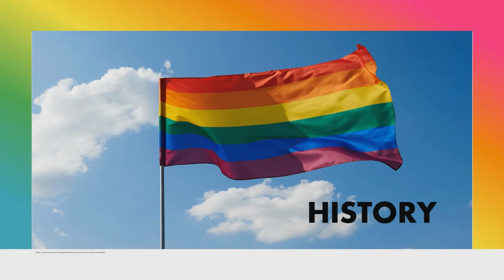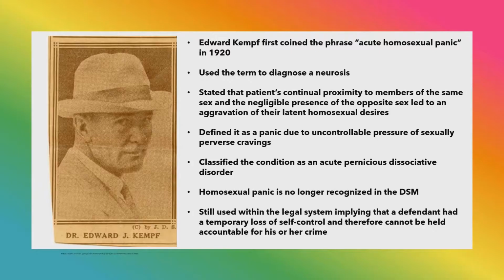All right, next we're going to talk about the history. Like I said, I had just heard about this a few years ago, and I thought this was a relatively new phenomenon, and it is not. So this person right here, his name is Dr. Edward Kemp. He is a doctor of psychiatry, and he first coined the phrase acute homosexual panic back in 1920.